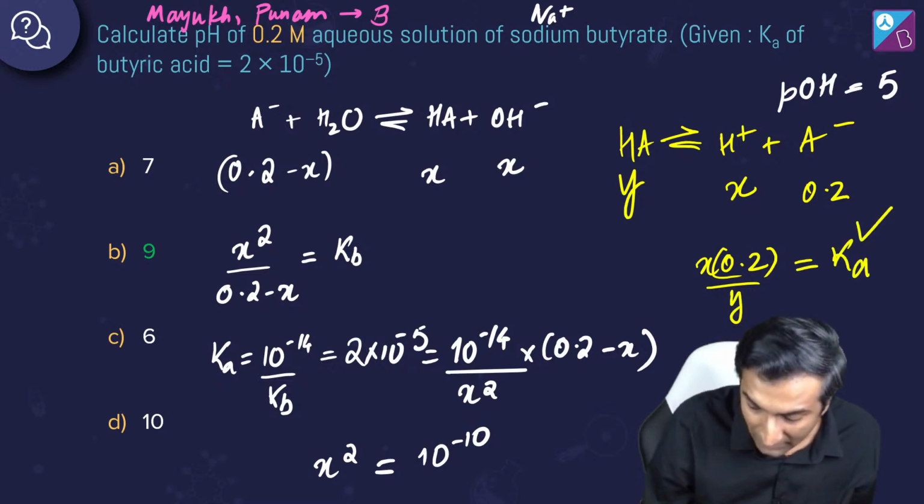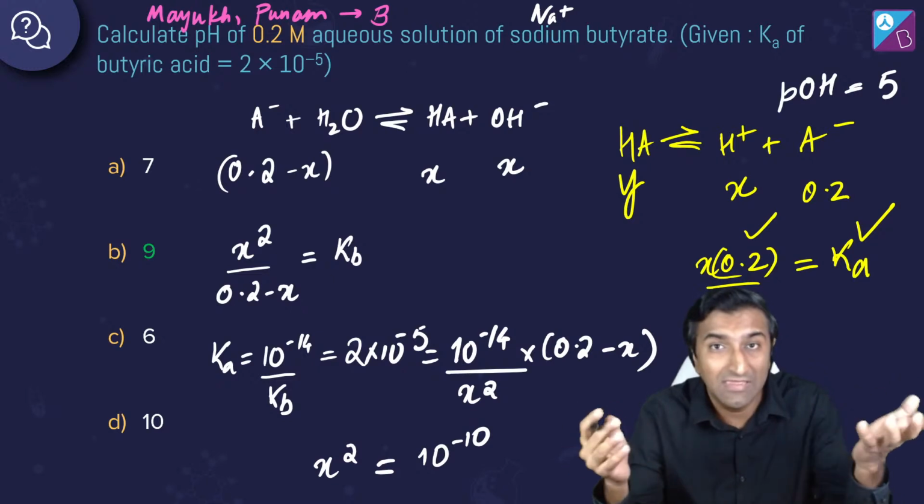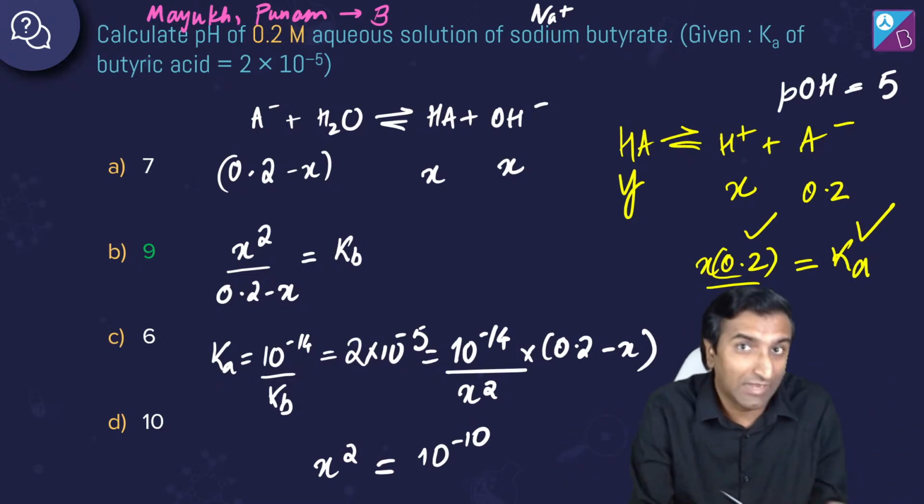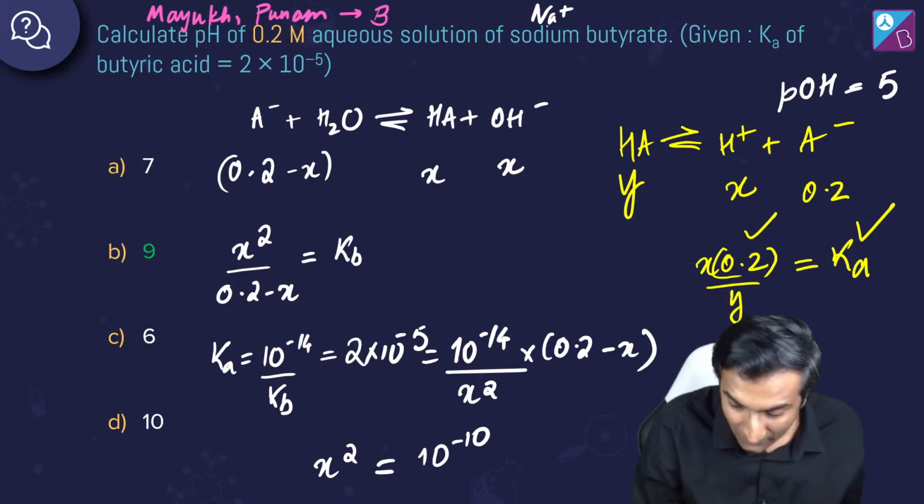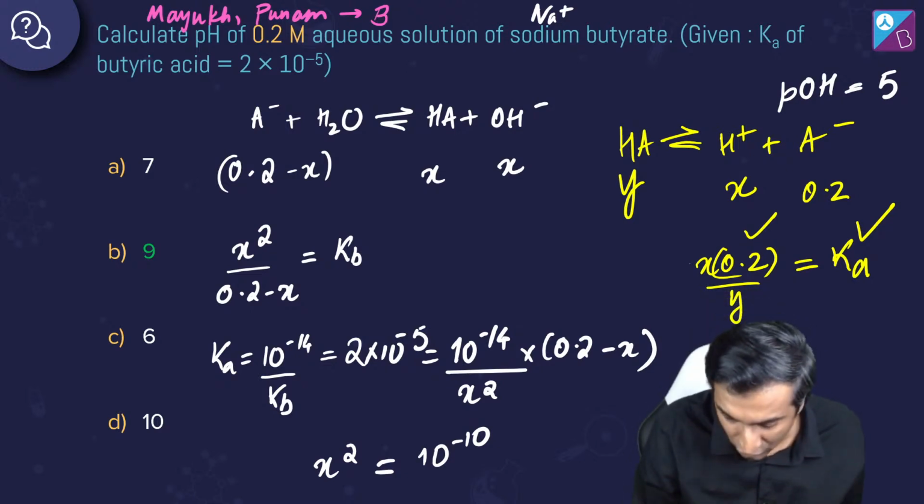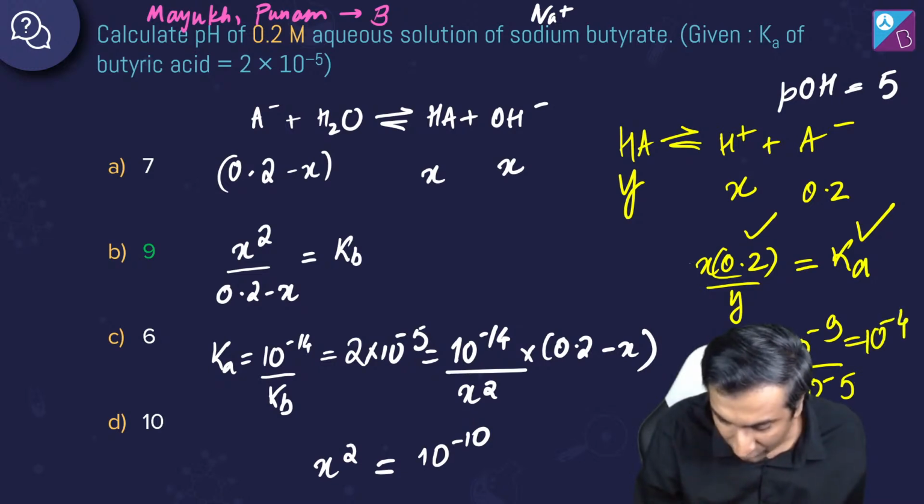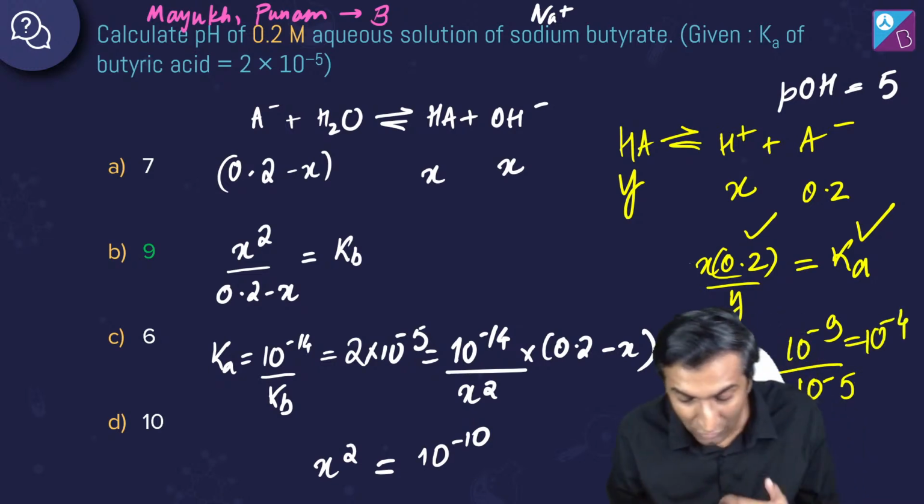Now Ka you know, 0.2 you know, but x by y is something you don't know. Even if you solve it like this, it will take a little time, but you'll get to the same answer. Okay, what is x? The H plus concentration, which now you know is 10 power minus 9. What is y? 10 power minus 4. Sorry, 10 power minus 5. Divide these two, you get 10 power minus 4, which is exactly Ka by 0.2.